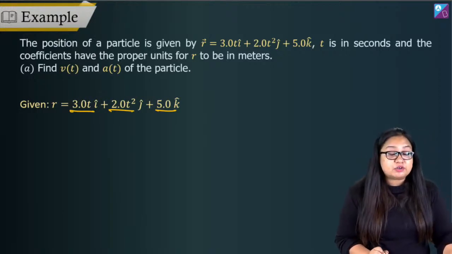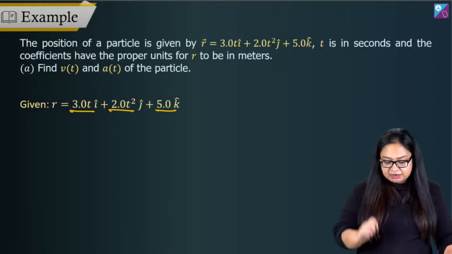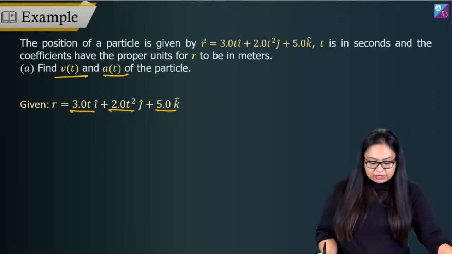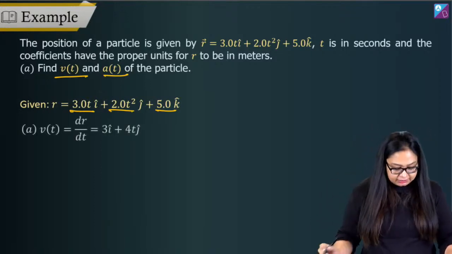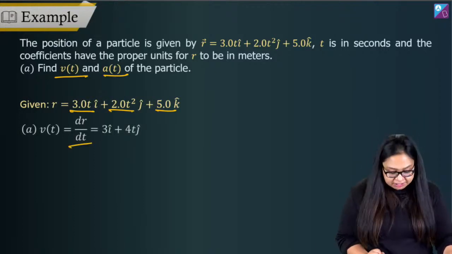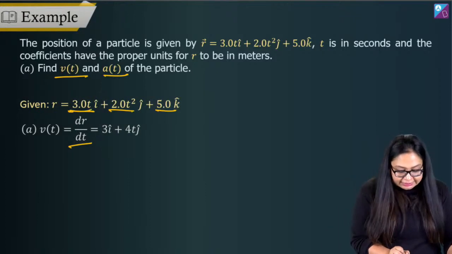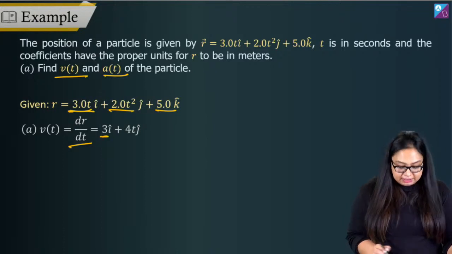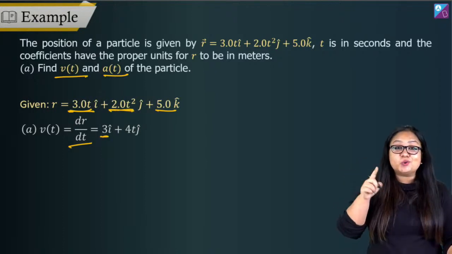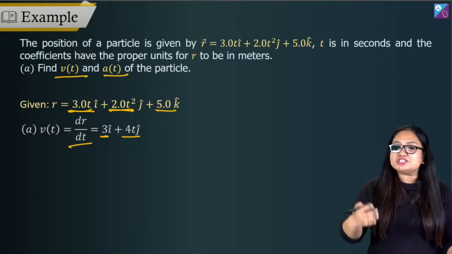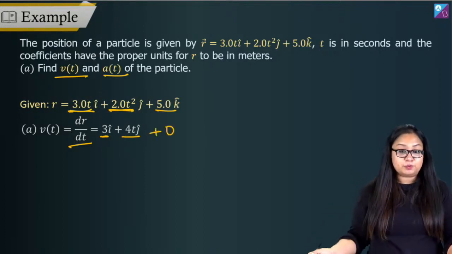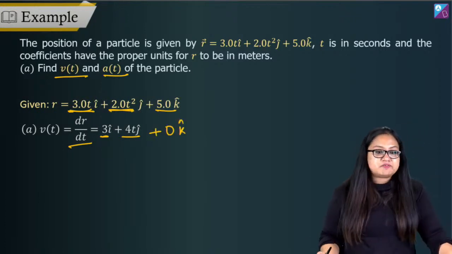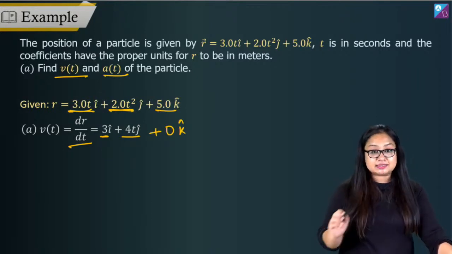In the first part, we need to find velocity as a function of time and acceleration as a function of time. So velocity is equal to dr by dt, right? When I substitute, here we go, 3t i cap, differentiation of 3t with respect to time will be 3. So 3 i cap. Differentiation of 2t square will be 2 into 2t, which is 4t. And differentiation of 5, a constant, is 0 k cap. So velocity is 3 i cap plus 4t j cap plus 0 k cap.